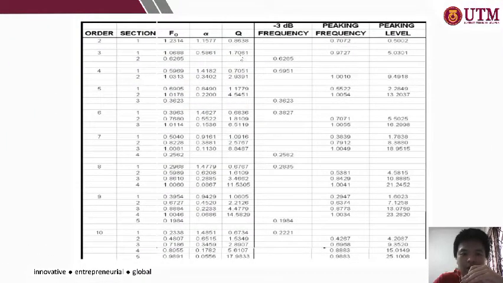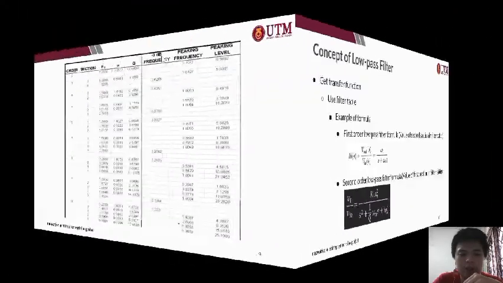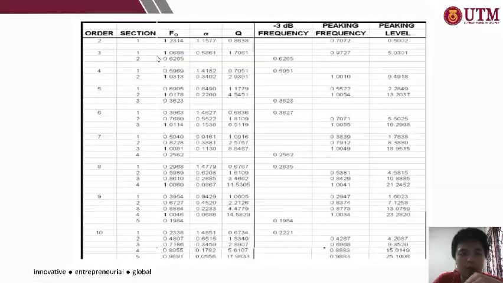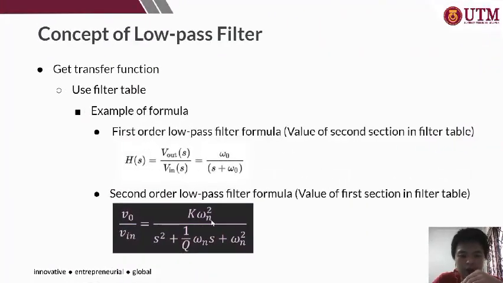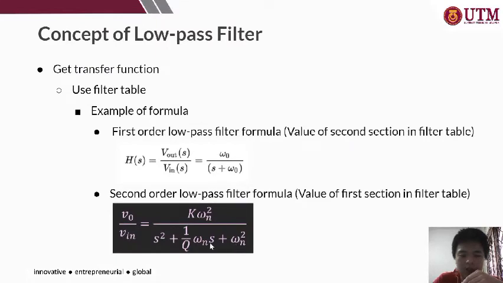1.7061. So we can start to calculate 1.7061 divided by 1.0688. We will get the value of 0.6265. So the transfer function of the second order will look like something like s squared plus 0.6265 s plus 0.6265 squared. So you can try to calculate it.